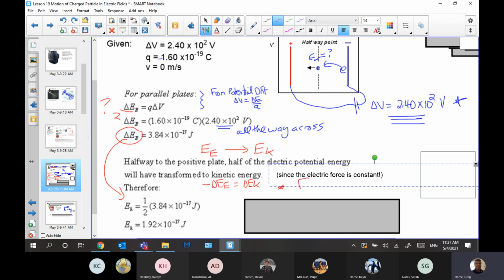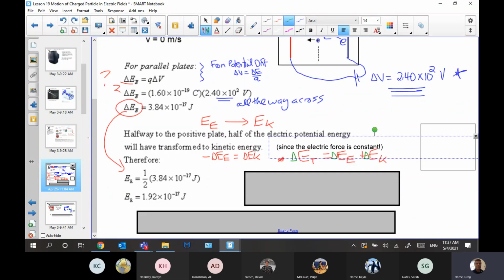The total energy of a system is the electric potential energy plus the kinetic energy, right? These two kinds of energy are kind of switching spots. So if we say the change in each of these, that would still be true too. And the concept we talked about in the past was that the change in the total energy is going to be 0 because energy is conserved. So this concept of conservation of energy leads to this, which leads to this.